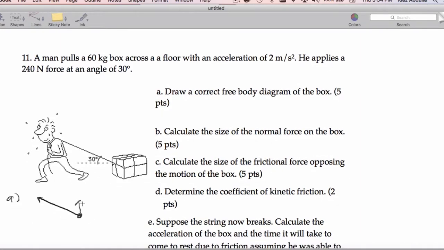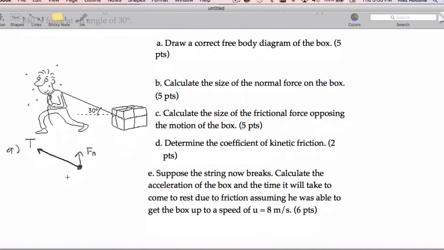I'll have a normal force. I'll call it a tension this time. I called it an FA before. I just want to get used to seeing different names for these forces. I have the weight force, and I have a force of friction going like this.